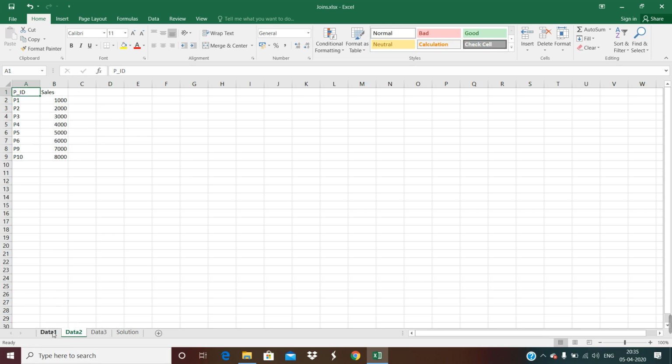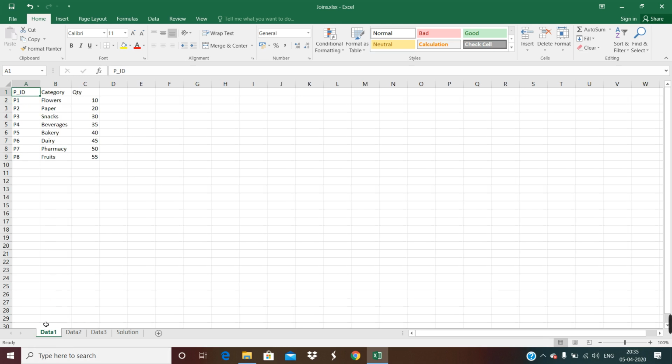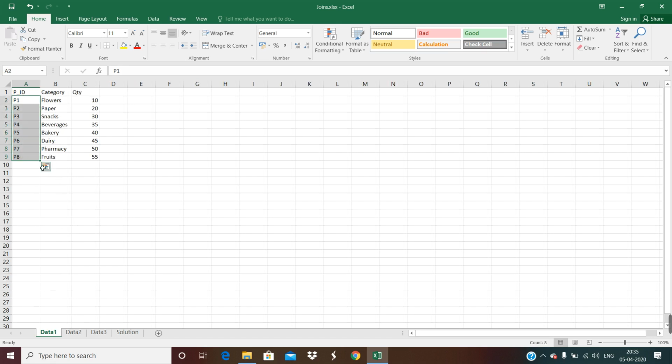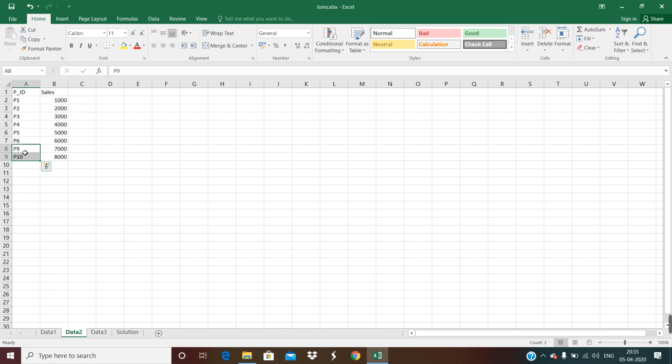One thing to observe is that in the Data 1 tab, we have product IDs from P1 to P8. In the Data 2 tab, we have product IDs from P1 to P6 and then we have P9 to P10. So ideally, P7 and P8 are the ones that are not available in Data 2, and P9 and P10 are those product IDs which are not available in Data 1.